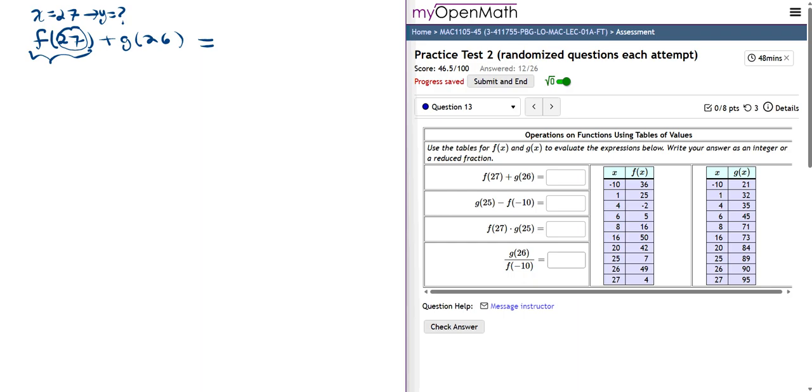and then you're looking for the y value that goes with it, right? So if I go to x equals 27, I'm going to go in the first table because the first table is the one that has f. And where x is 27, the y value is then 4.